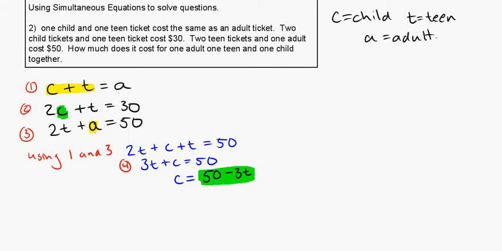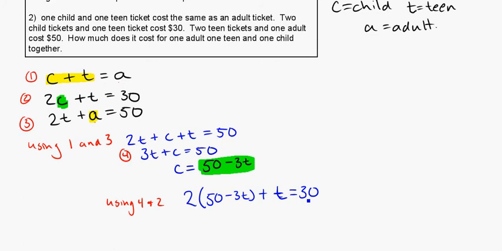So if you want to be careful in labeling, using equation 4 that I've rearranged and equation 2, I'm going to substitute that c with all of this green stuff here. And because it's more than one thing, you use your brackets. 2 bracket 50 minus 3t plus t is equal to $30. And now we have just one variable that we can simplify to figure out.